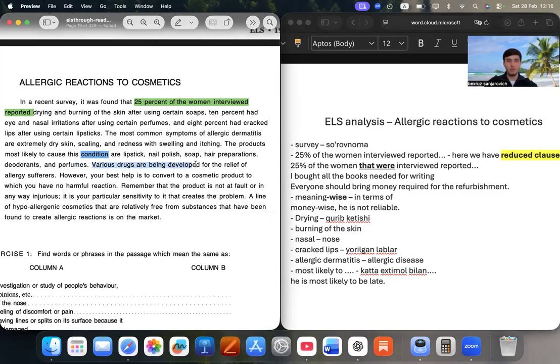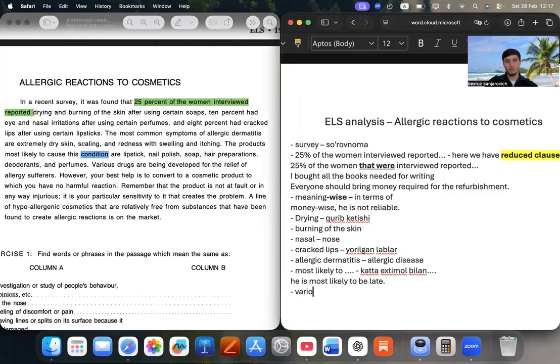Various drugs are being developed for the relief of allergy sufferers. Various, uh, means har xil. And it's not really similar to different. If you don't know the difference between various and different, I highly encourage you to go through it on your own. And the next one: are being developed for the relief of allergy sufferers.